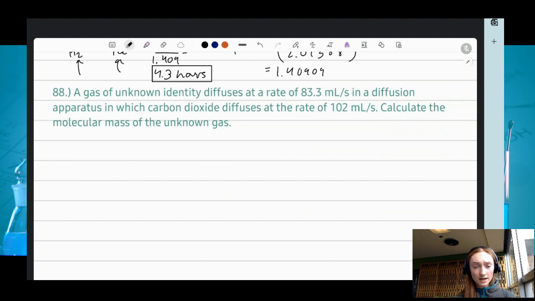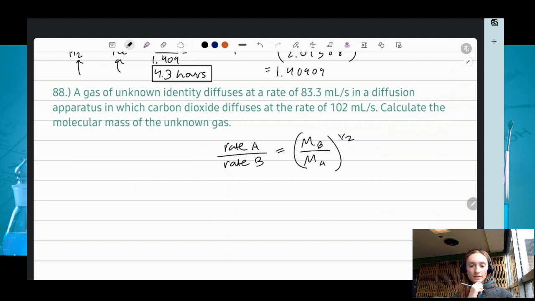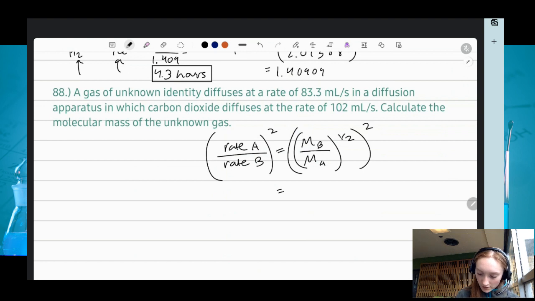So this one is the same equation that we're working with, we're just solving for something else. So let's write down that equation again. Rate A divided by rate B equals the molar mass of B and the molar mass of A. Since we're solving for the unknown molar mass, we can do some algebra. If we raise the power on both sides to the power of 2, then we will get MB over MA.